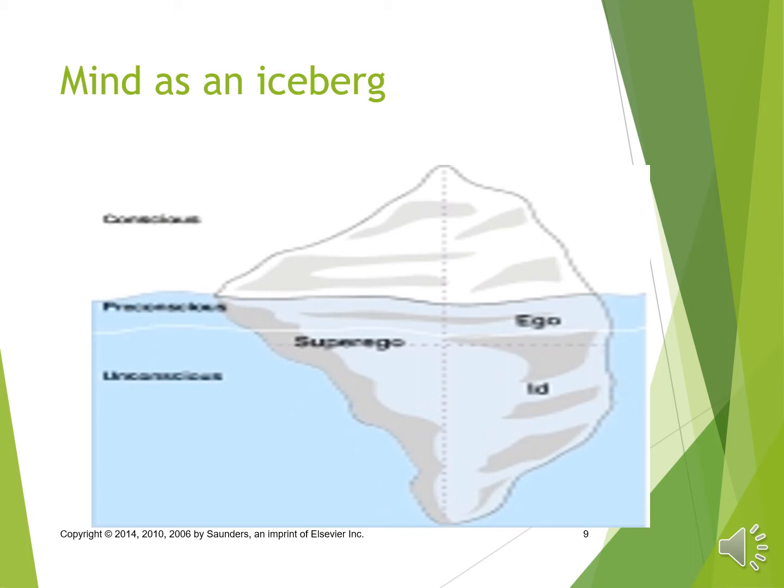Okay, so that's the mind as an iceberg. There are three parts: conscious, pre-conscious, and unconscious. And your personality system is divided into three again: id, ego, and superego.